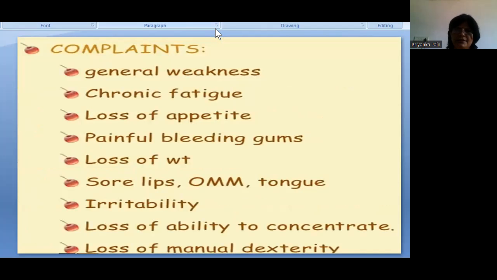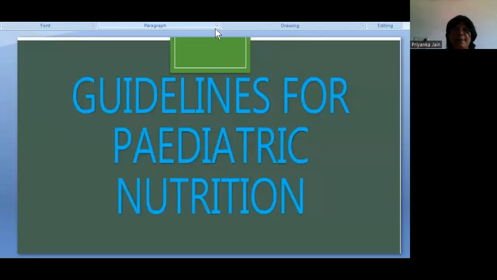Now, what are the complaints? General weakness, chronic fatigue in children, loss of appetite, a very common feature, painful bleeding gums, loss of weight, sore legs, tongue, irritability, loss of ability to concentrate, loss of manual dexterity.